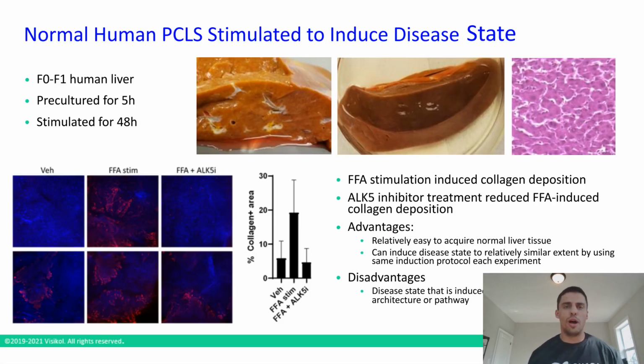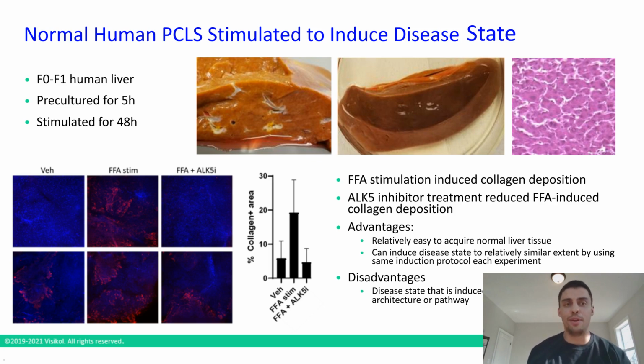For the normal human PCLS, we can stimulate the disease state. So we're looking at F0 and F1 human livers, pre-culturing for 5 hours and then stimulated for 48 hours. And then typically we're doing free fatty acid stimulation for inducing collagen deposition. And then we're quantifying again with the same histology, high content, or qPCR/ELISA readouts from this assay.